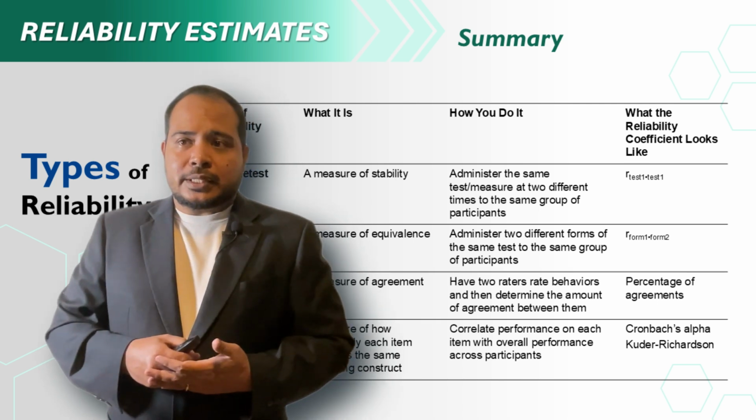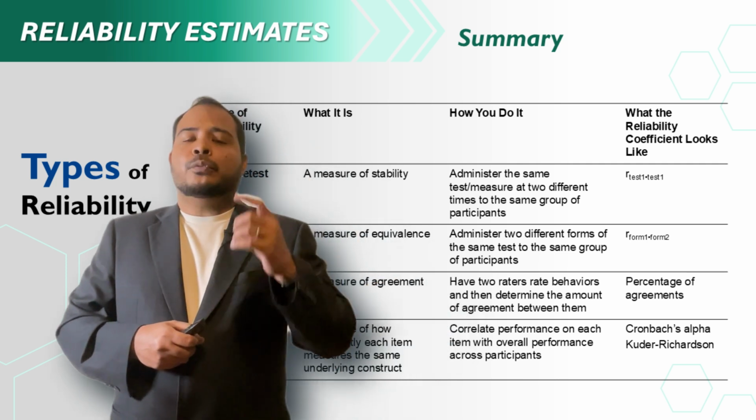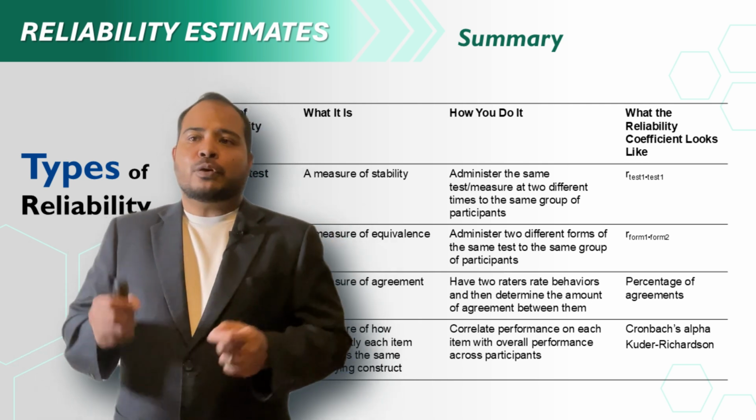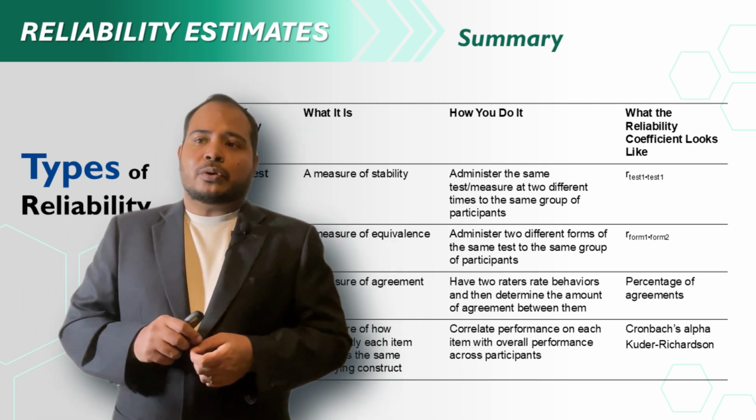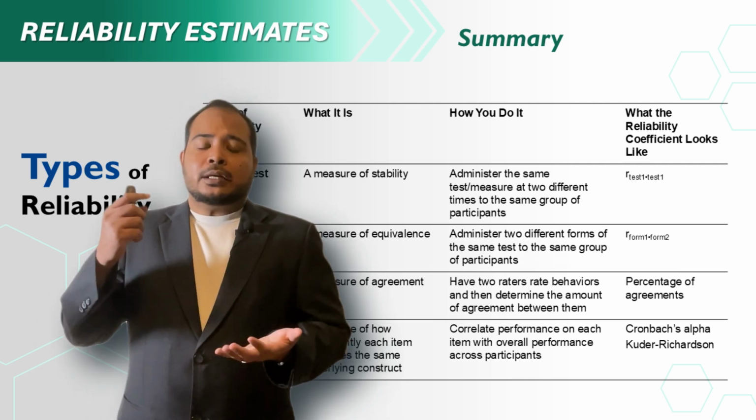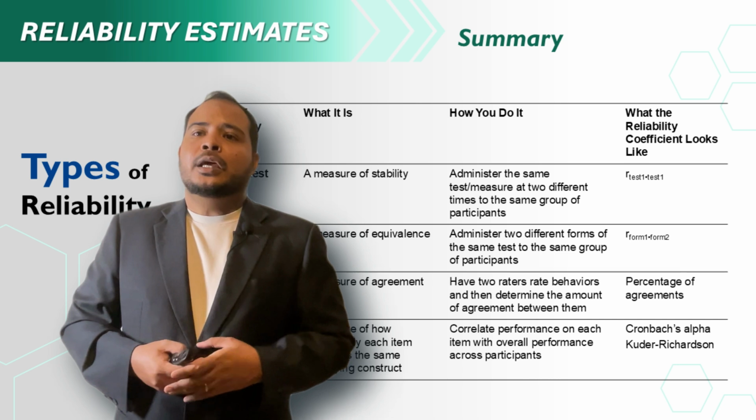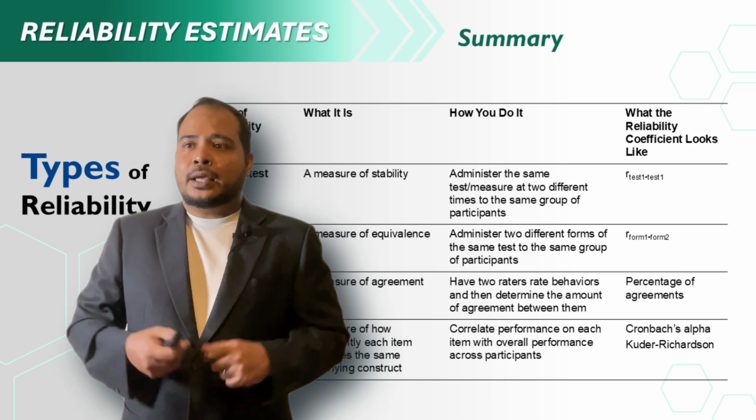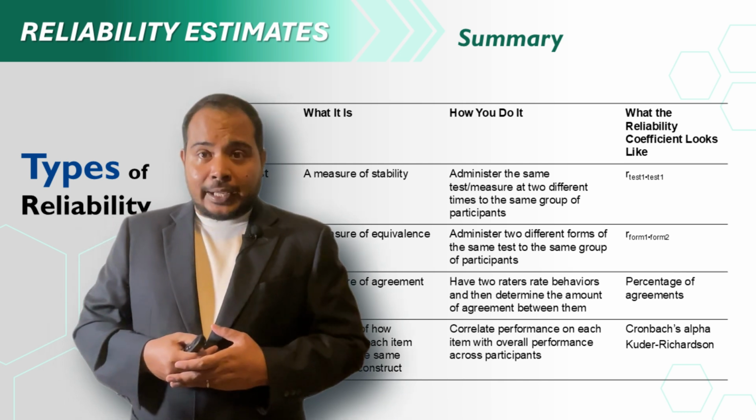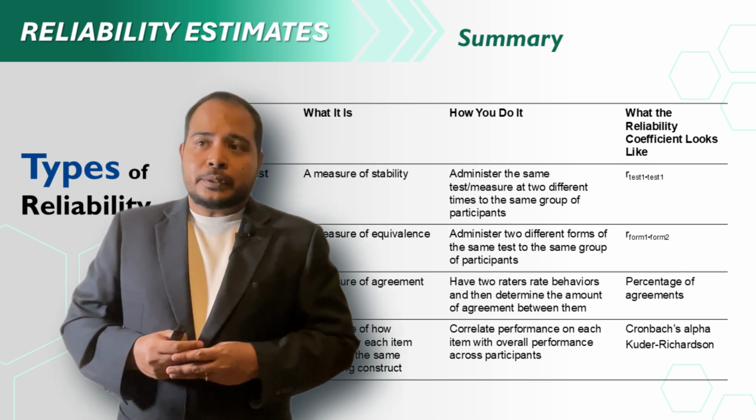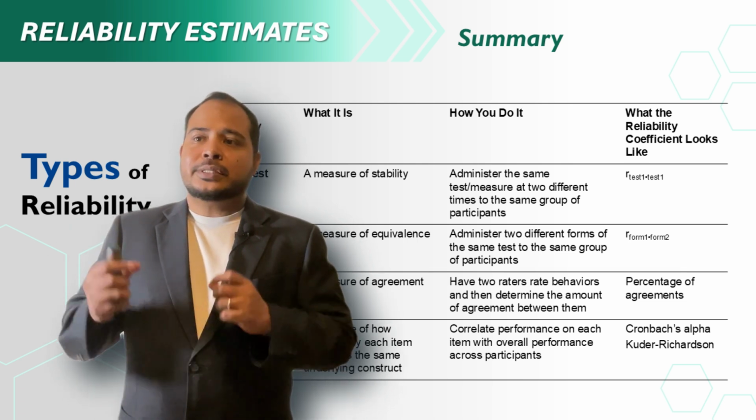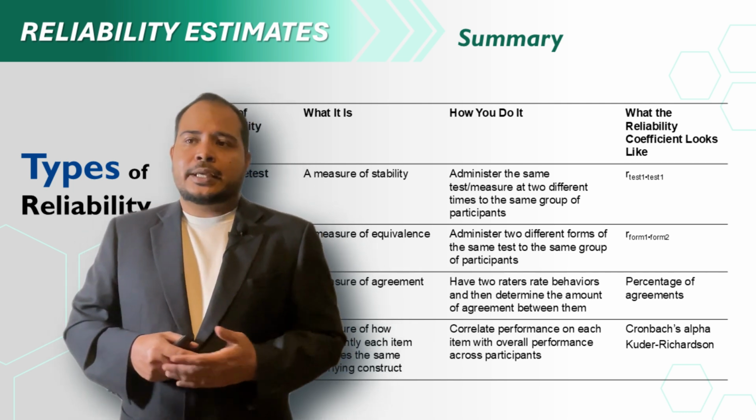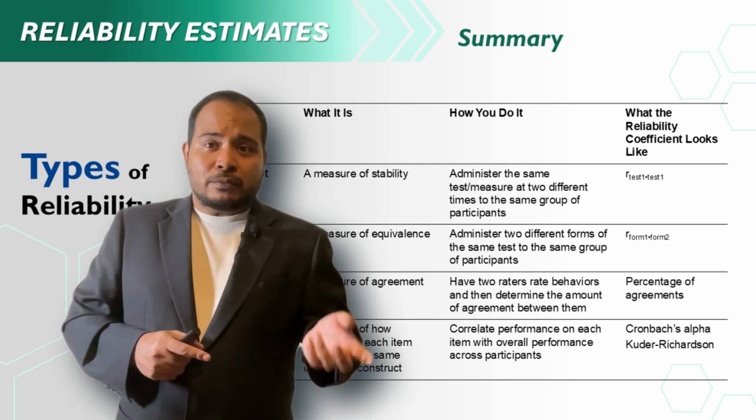And lastly, internal consistency. We collect data from the same group of people only once using only one form, and then we correlate the performance of each item, or inter-item correlations, and we calculate the Cronbach alpha or split-half reliability to establish the internal consistency reliability of the test. So what do the reliability coefficients look like? These are examples of the symbols that we use. R refers to the correlation: R of test 1 and test 2 for test-retest, and R of form 1 and form 2 for parallel forms or alternate forms.